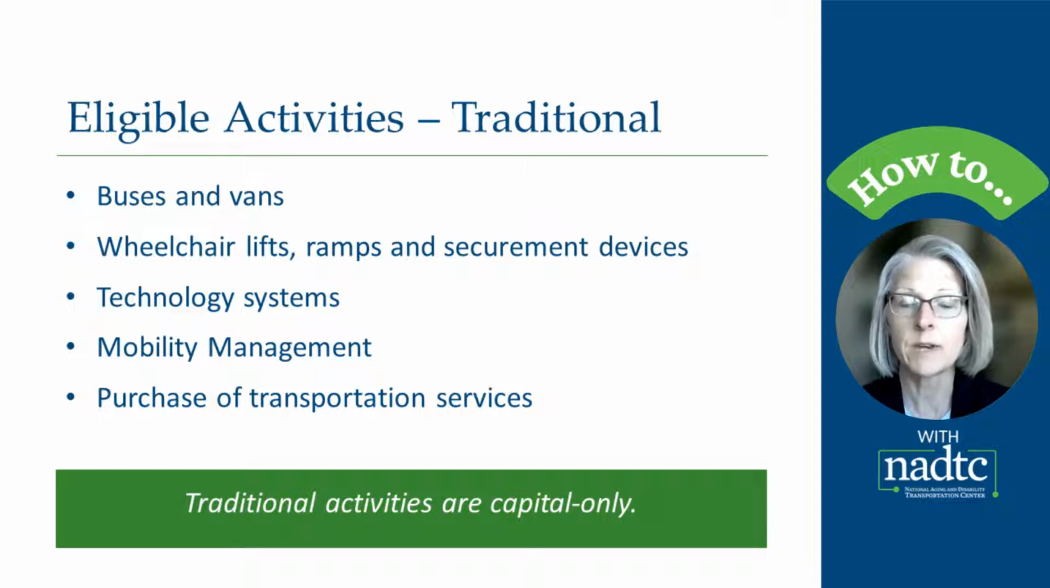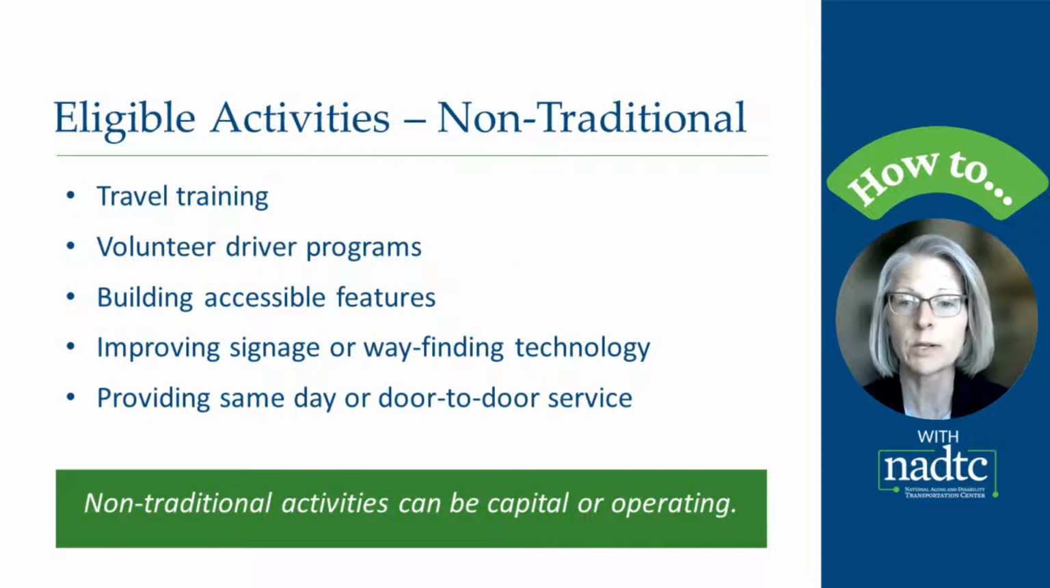Some examples of non-traditional Section 5310 projects include travel training, volunteer driver programs, building an accessible path to a bus stop, including curb cuts, sidewalks, accessible pedestrian signals, or other accessibility features, improving signage or wayfinding technology, and incremental costs of providing same-day service or door-to-door service. Non-traditional funds can be used for capital or operating activities.